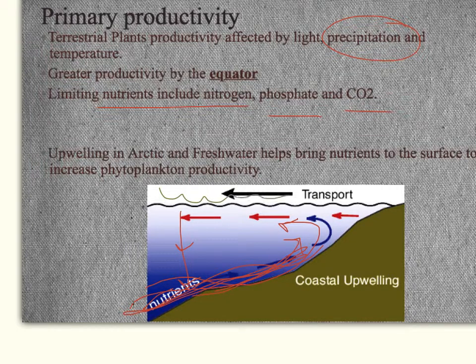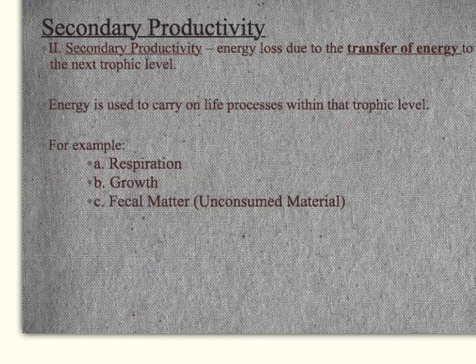Because our plants, our primary producers, will be up at the top soaking up the sunlight, so they need those nutrients to be brought to them, which these upwellings, these currents, will help to provide. When we talk about secondary productivity, when we go from our primary level to our secondary, we know that there's going to be an energy loss due to that transfer of energy.